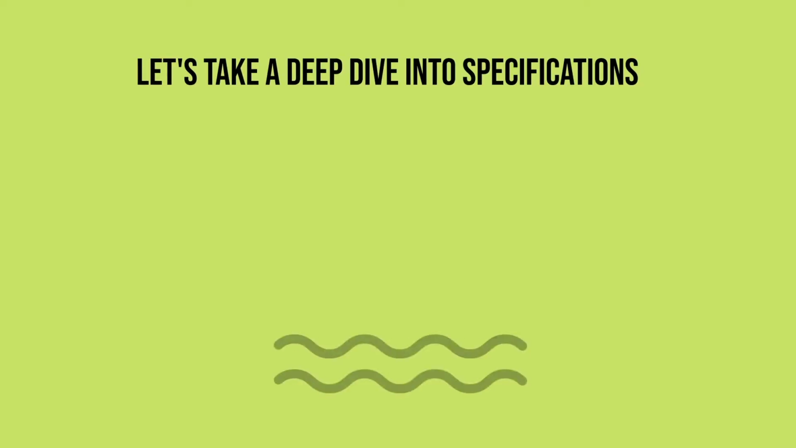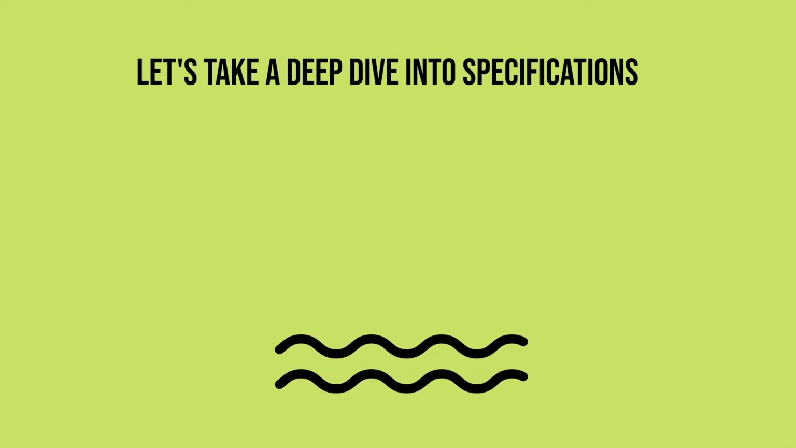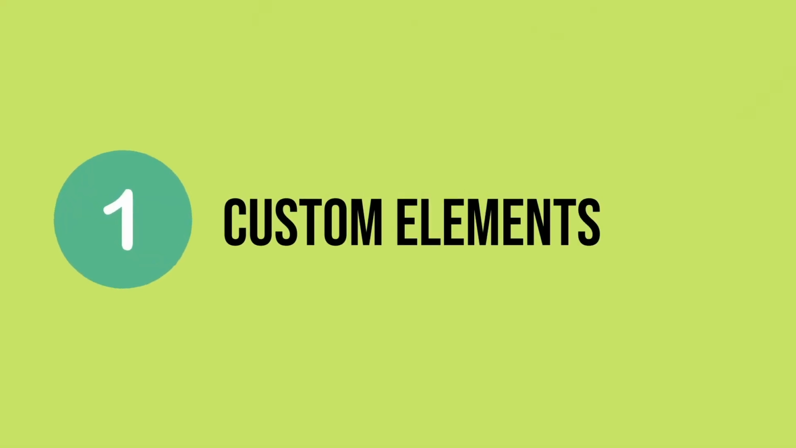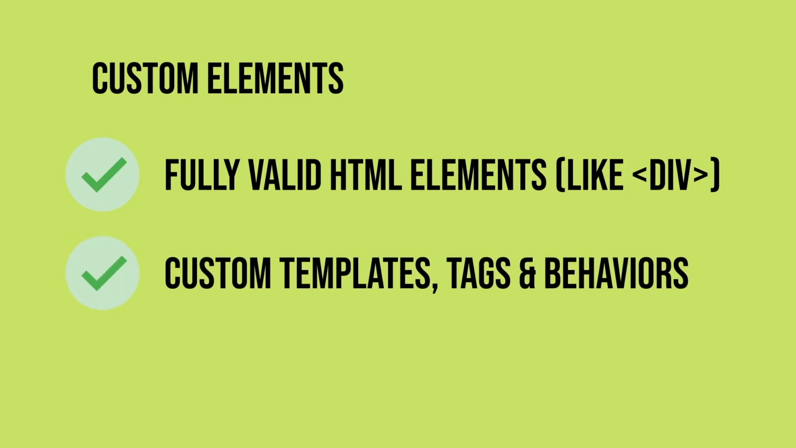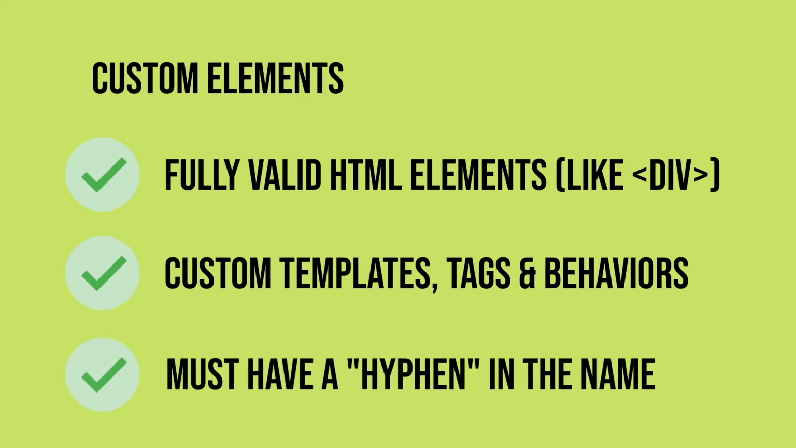Okay, let's take a deep dive into each of the previously mentioned specifications one by one. First, custom elements. Custom elements are in essence fully valid HTML elements, just like div or article, but they have custom templates, behaviors, and tag names made with JavaScript APIs. They would always have a hyphen in their name.